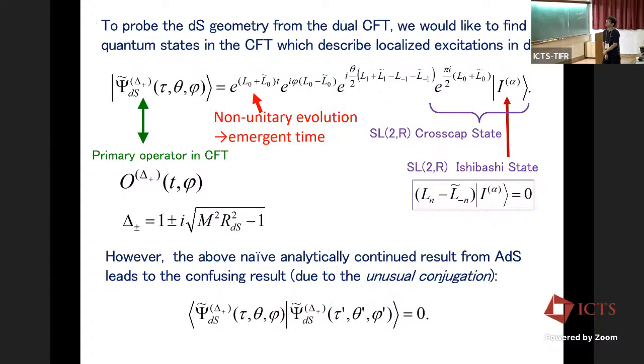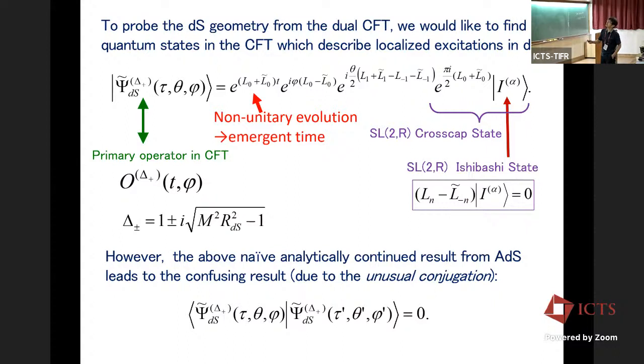So anyway, we want to repeat the same analysis. We want to probe dS geometry starting just from conformal field theory calculation. So we find this quantum state is given by this. You can actually take the analytical continuation from AdS to dS, basically. So we get this state. This is the Ishibashi state part, and we have this time evolution and phi direction.